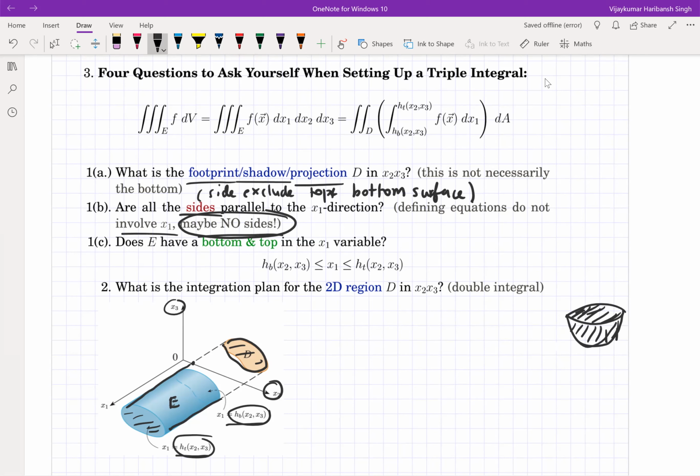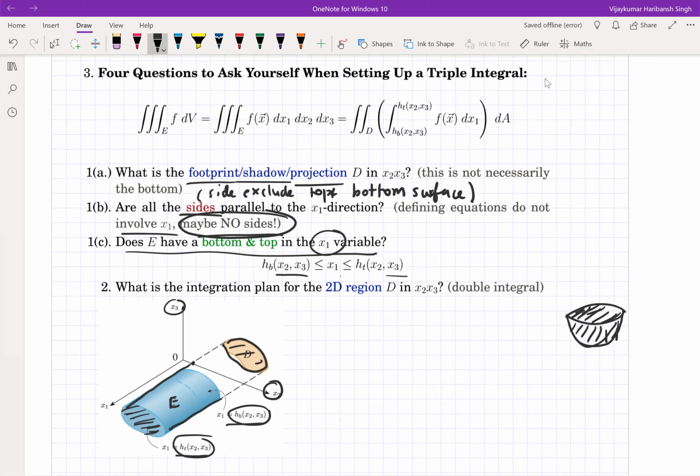Okay. So first steps, again, what are the steps? Footprint, then check sides are parallel to x1. Third is, does E have a top and bottom in the x1 variable? So the top and bottom should be written as a function of x2 and x3, no x1, all right? So as in this case.